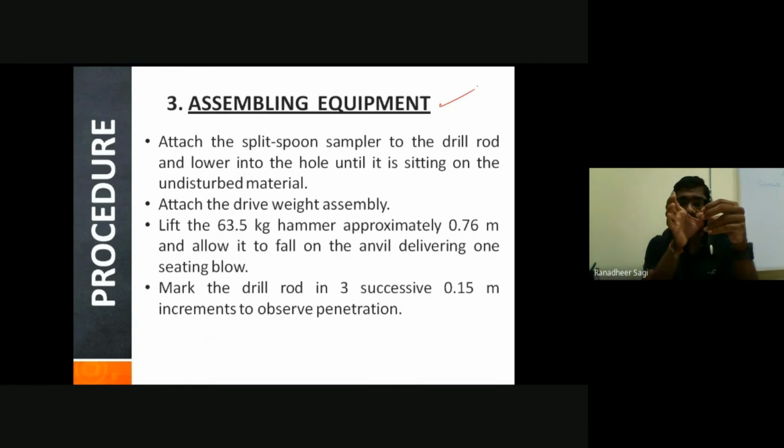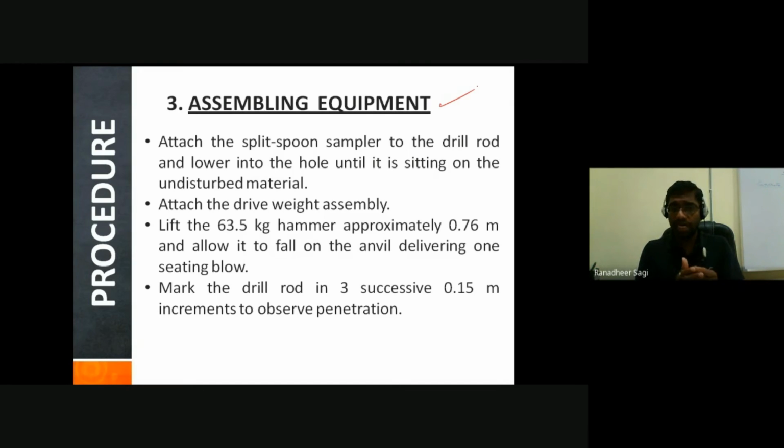Because if the casing is pushed below the bottom of the borehole, then while pushing this sampling tube into the ground, the soil which is coming in contact with this sampling tube will try to sometime move laterally into the soil sampling tube or away from the soil sampling tube.